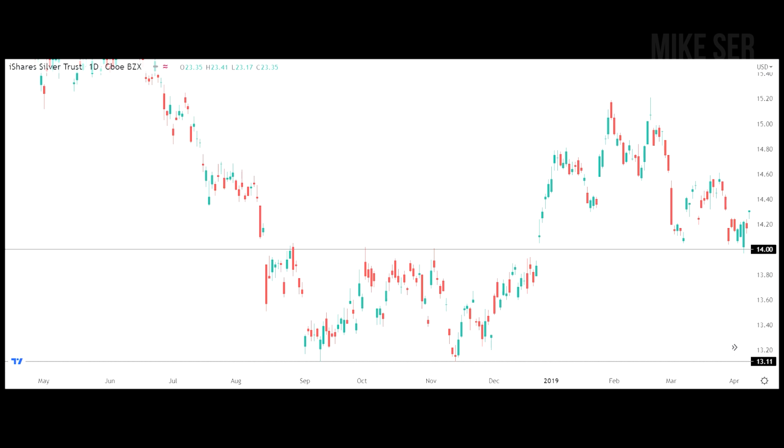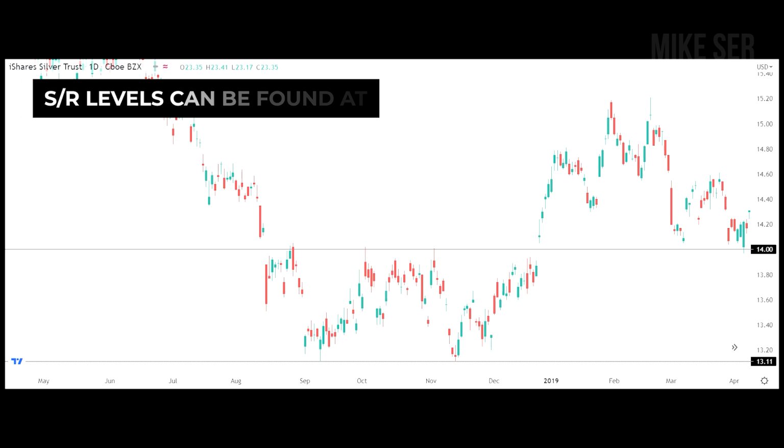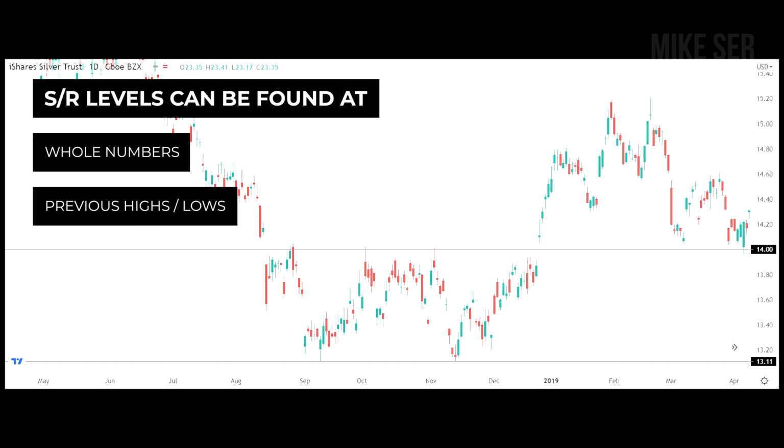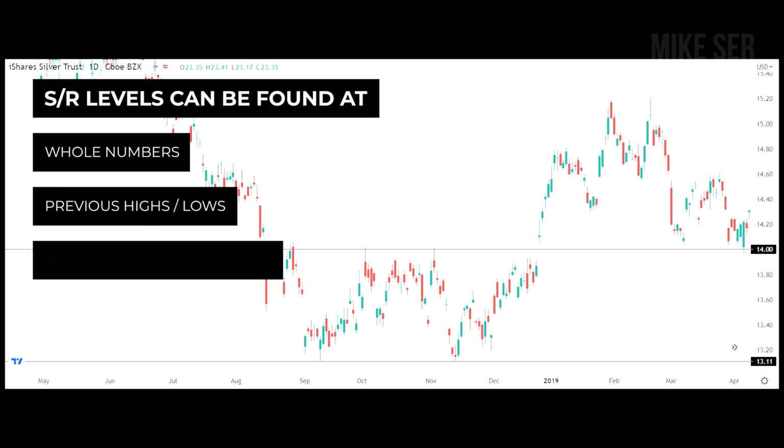So where can support and price resistance levels be found? Now they can be found at whole numbers, previous highs or previous lows, either tops or bottoms of price channels.